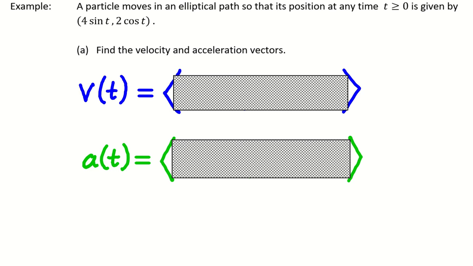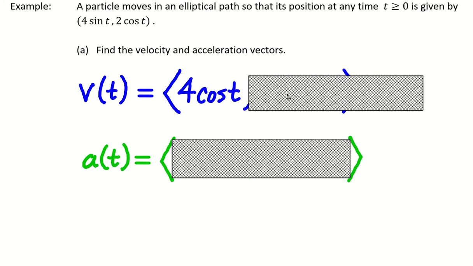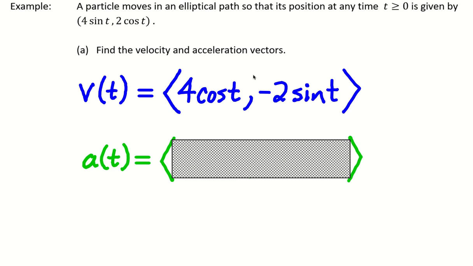Next example. A particle moves in an elliptical path, as one does, so that it's elliptical. That means oval. So its position at any time t, starting at 0, is given by this. That would also pretty much be the position vector. Again, it starts off real easy. Find the velocity and acceleration vectors. What's the derivative of 4 sine of t? What's the derivative of 2 cosine of t? Negative 2 sine of t.